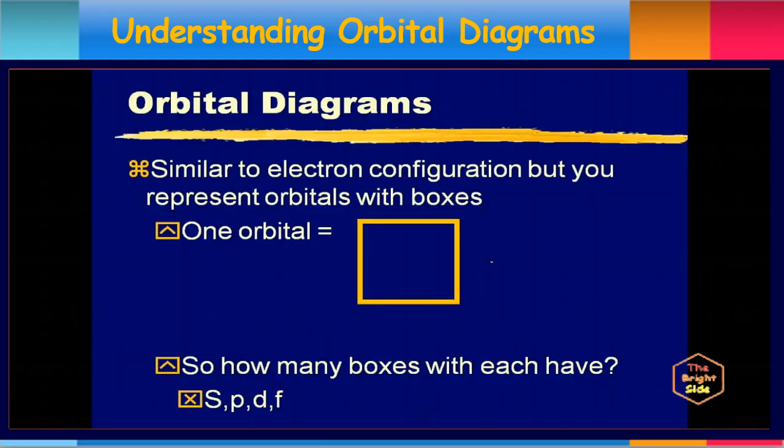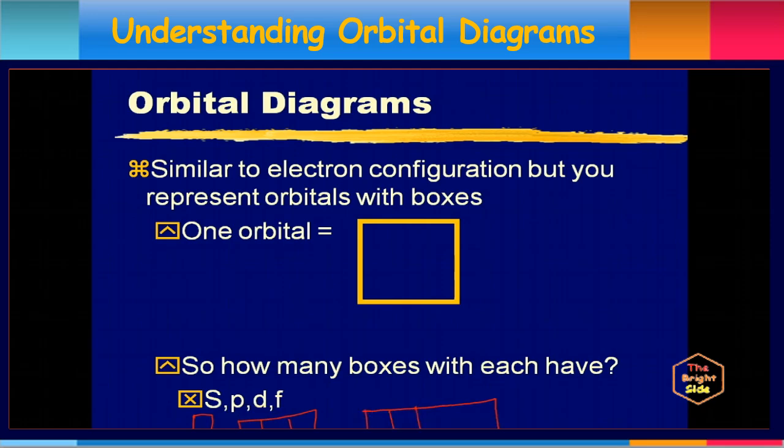Orbital diagrams are just a different way to represent the electron configuration. Now, our orbital is going to be represented by a box, okay? So how many boxes will each of the orbitals have? Well, S just has one. P has 3 boxes that are all connected. D has 5 boxes all connected.